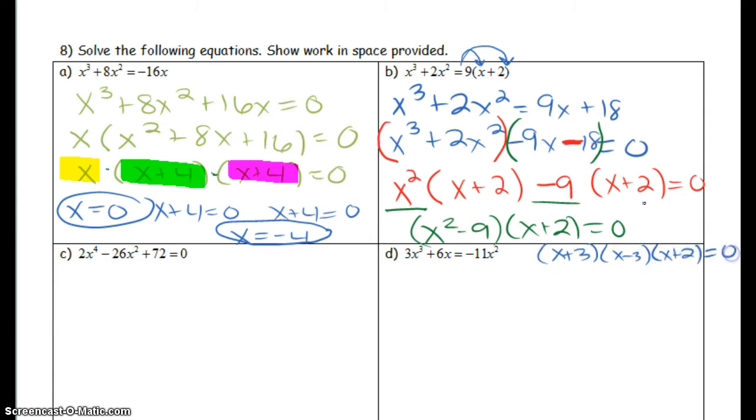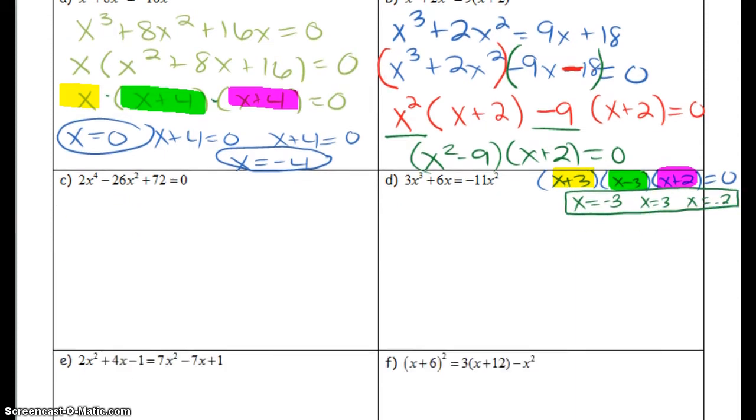So I have 3 factors again that I'm going to set each of them equal to 0 and solve. So x is equal to -3, x is equal to positive 3, and x is equal to -2 by setting each of those factors equal to 0 and solving.